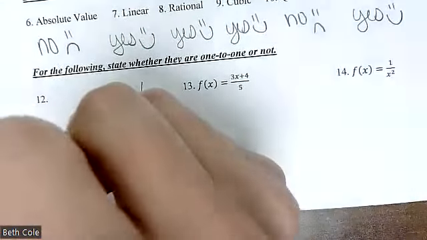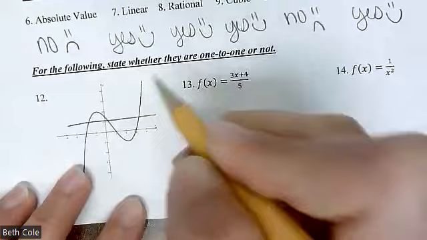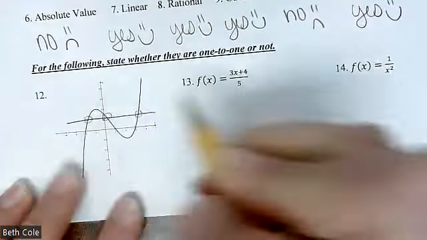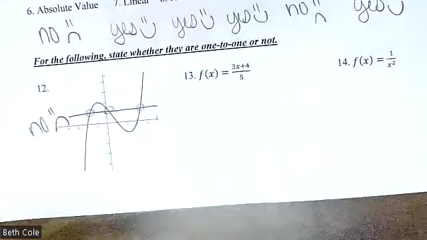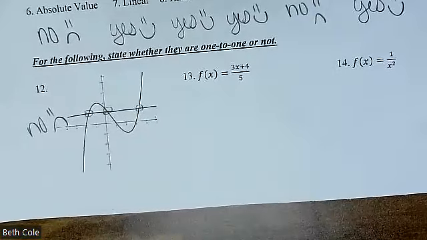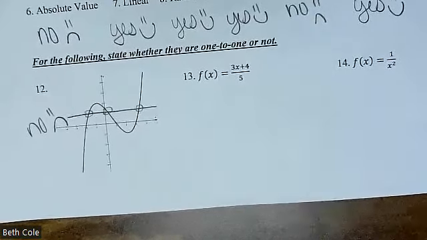Number 12, I just drew for you. This is a polynomial. If you draw a horizontal line through, do you see how it's hitting more than once? Yep, so that fails. It is not 1 to 1. Bummer.